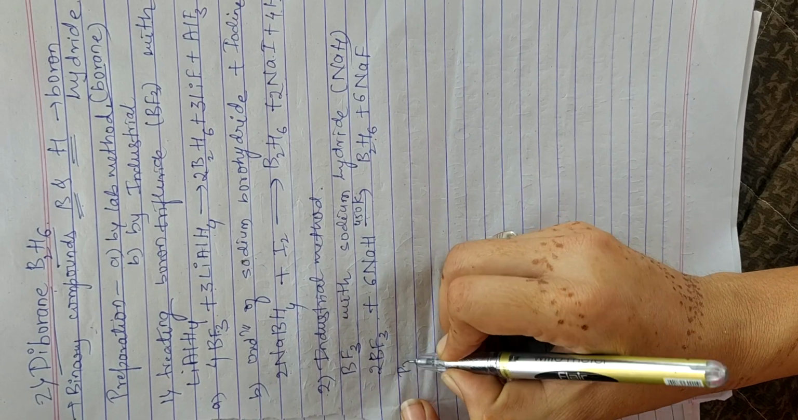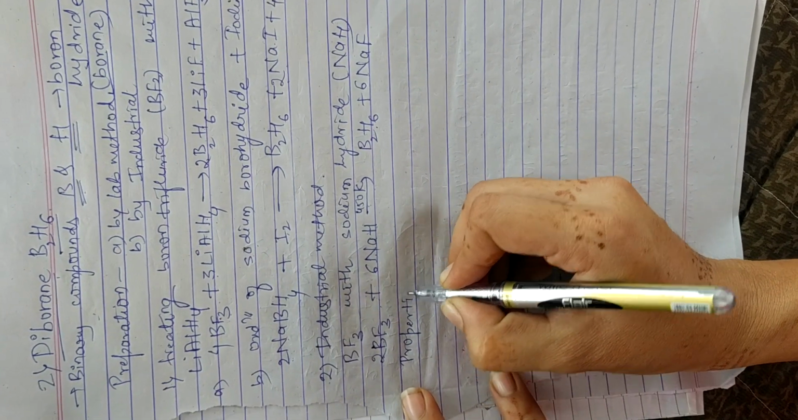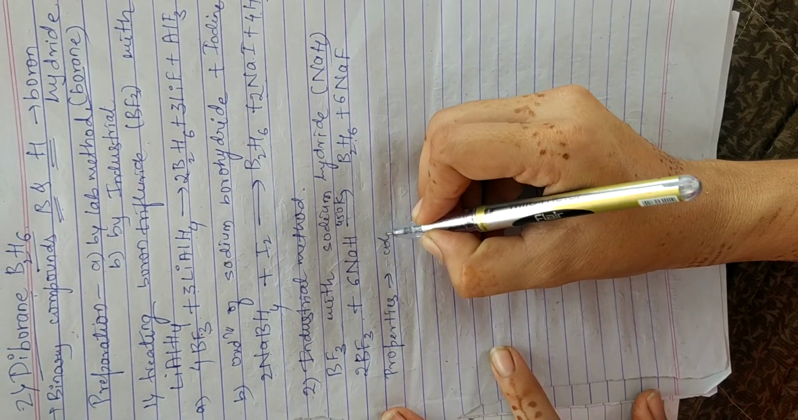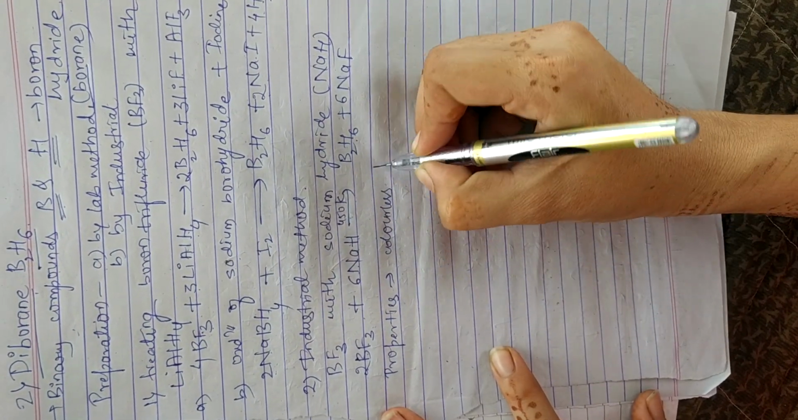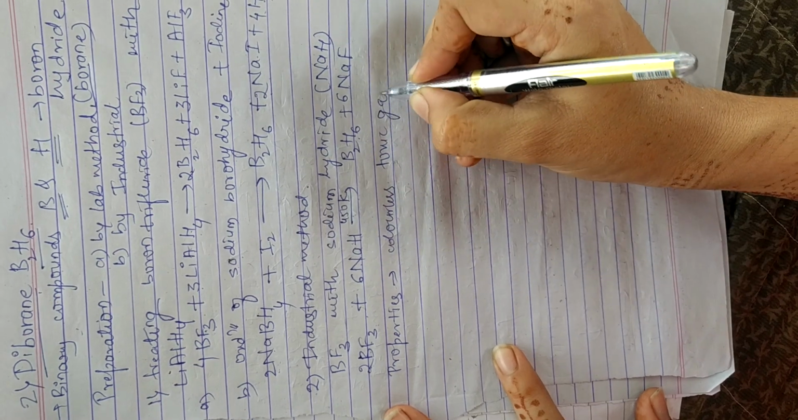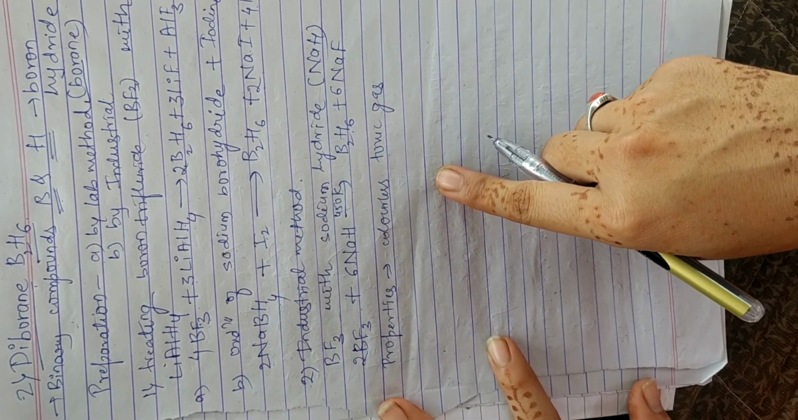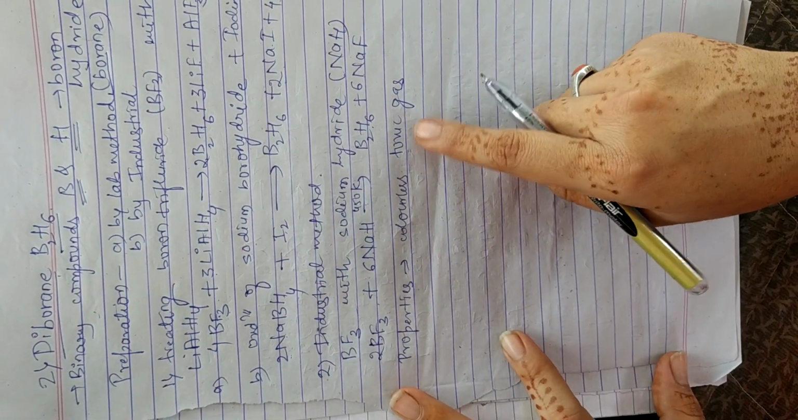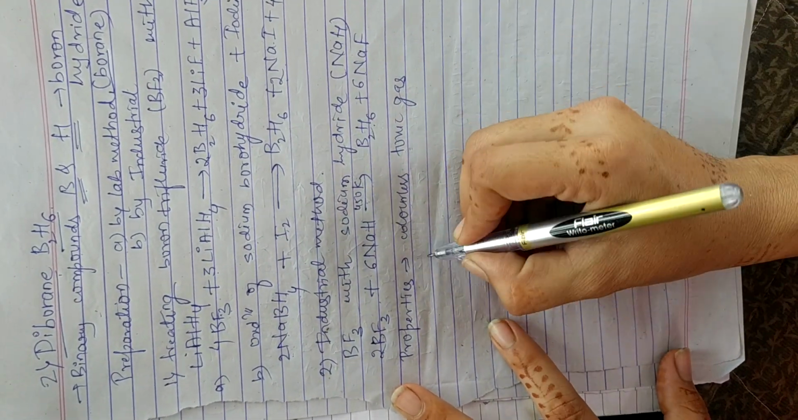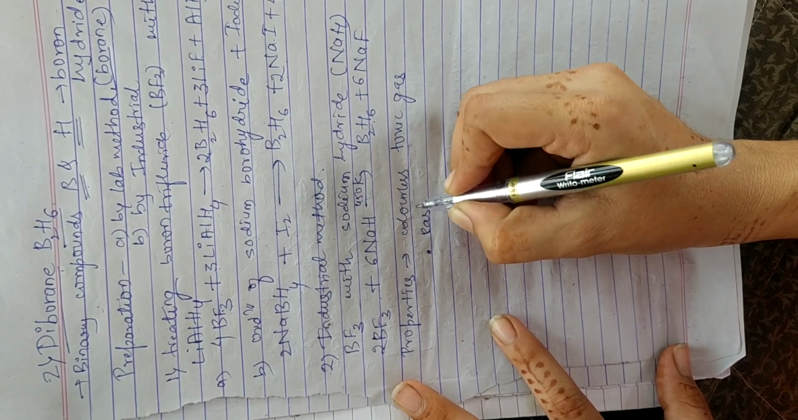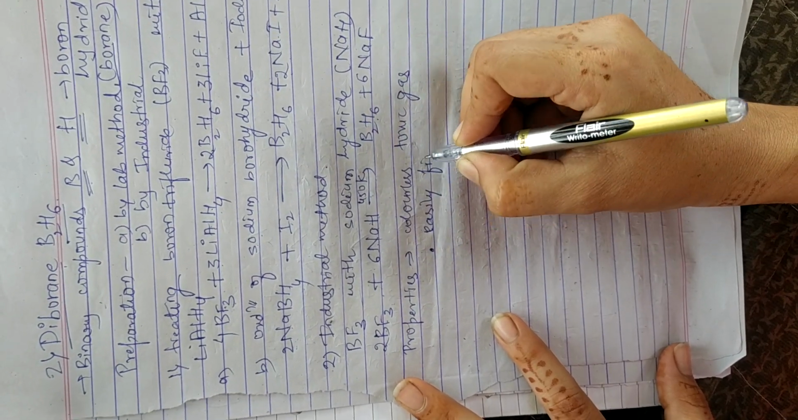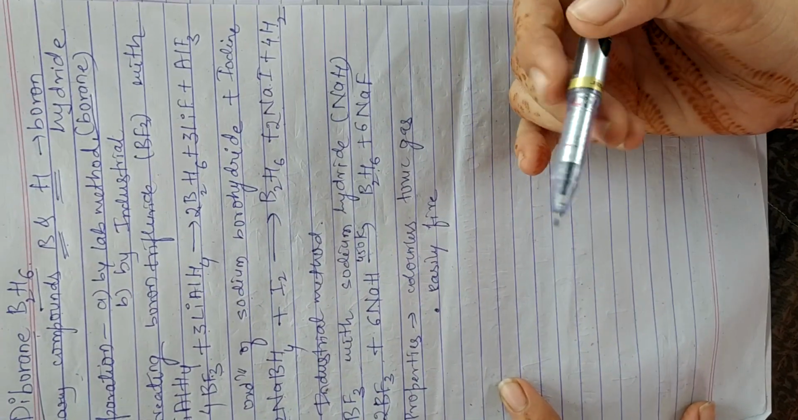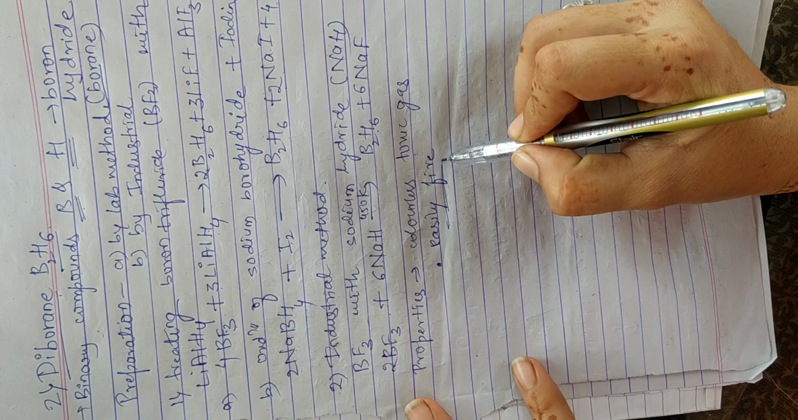Next are the properties of diborane. First one, it is a colorless toxic gas. Diborane, that is B2H6, is a colorless toxic gas and it also easily catches fire. If we put this diborane in the air, it easily catches fire.